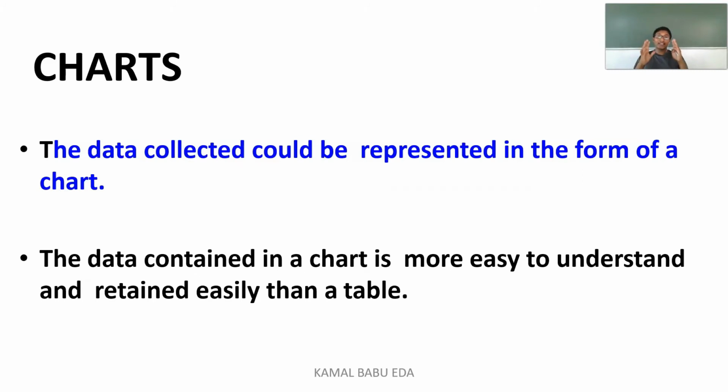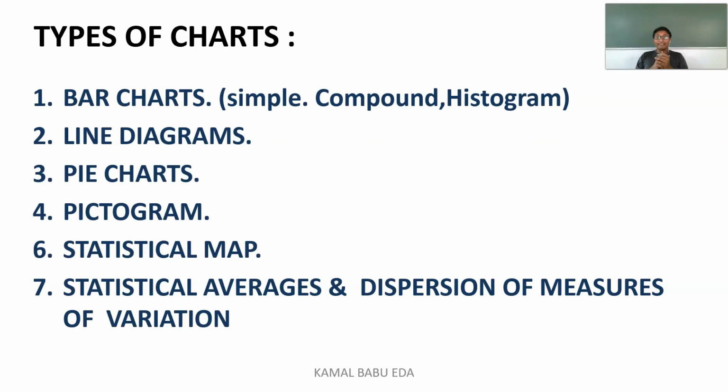The data which is collected can also be represented in the form of a chart. A chart is very easy to understand and can be retained more easily than a table. Sometimes, even though a table is simple and clear, we might not understand it, but a chart is more easily understood when compared to a table. We have different types of charts: bar charts, which are simple, compound and histogram. Don't worry, I'll discuss them in later slides. We have line diagrams, pie diagrams, pictograms, statistical maps, and statistical averages.